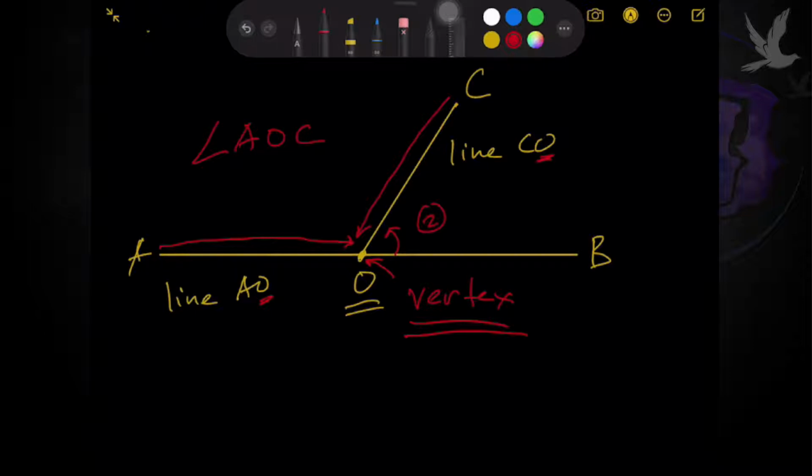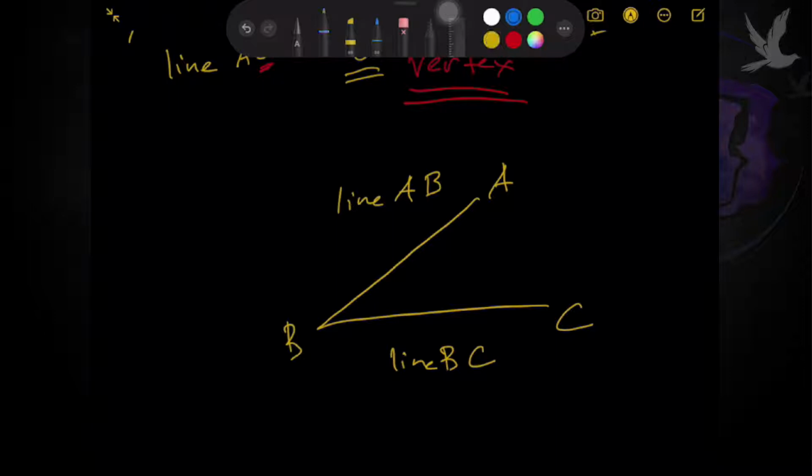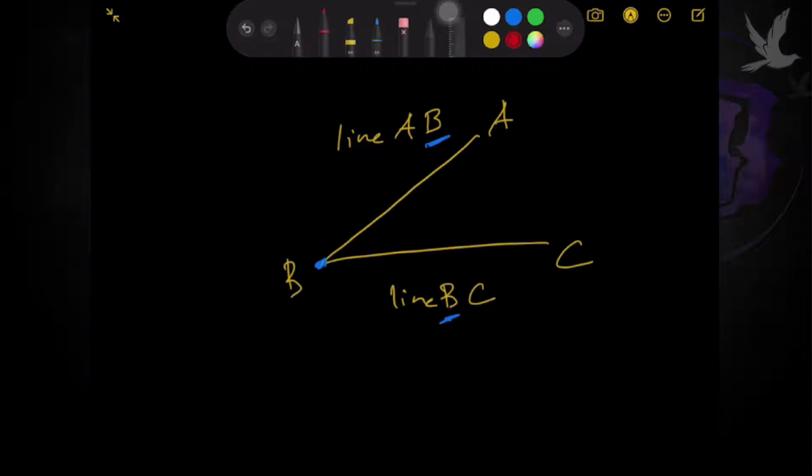You might ask me, Teacher Mark, can we change the letters? Can we do it angle ACO? No, it cannot be, because you should take note that the vertex should be located at the center. This is basically how you name an angle. To make it less complicated, if we have a different angle here, let's say this is A, B, C, we have line AB here and line BC over here. Their common point is point B, so you can now name this angle as angle ABC.